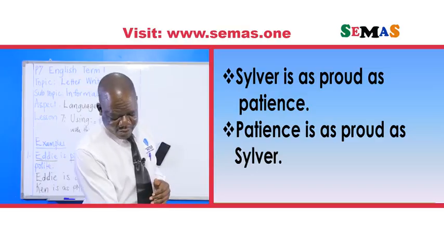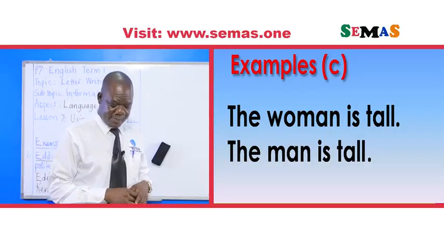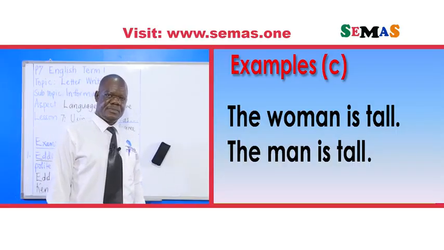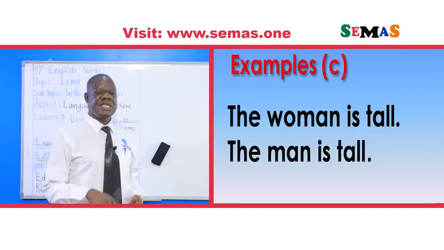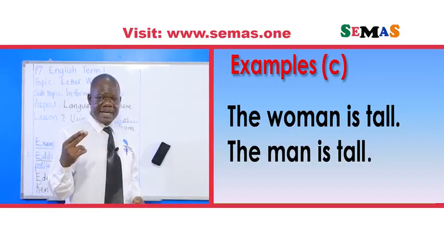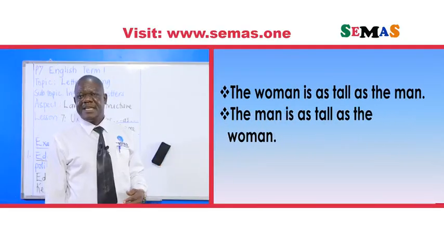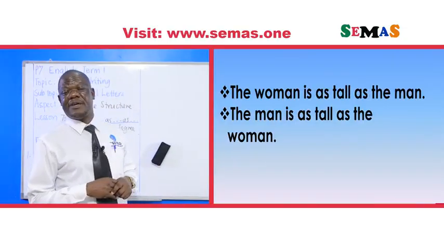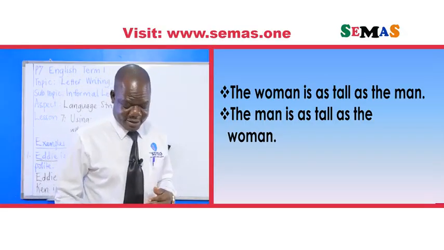The third example says, the woman is tall, the man is tall. Okay? Which people are we comparing? The man and the woman. Using the adjective tall. So we shall say, the man is as tall as the woman. Or the other way around. The woman is as tall as the man.